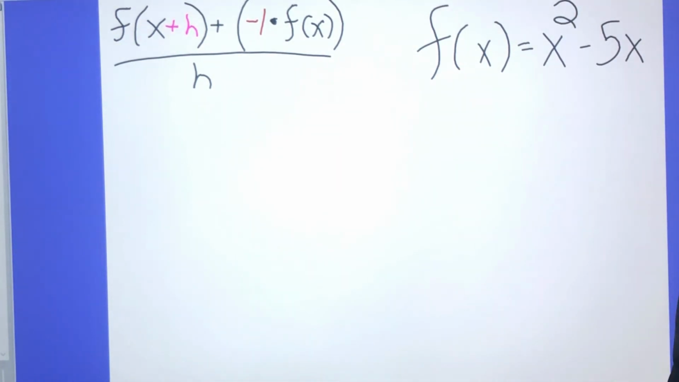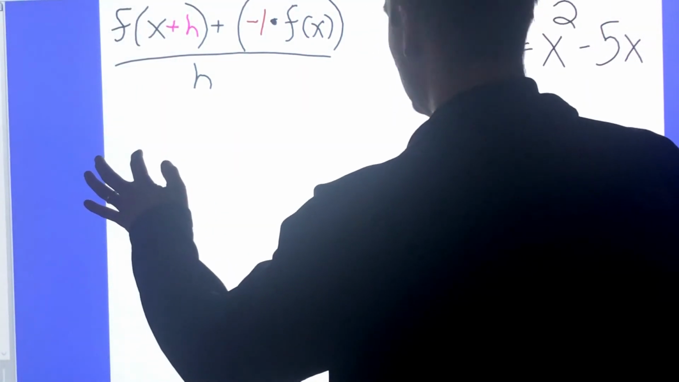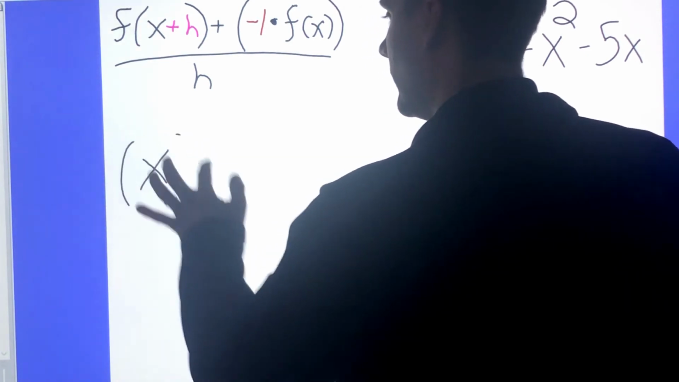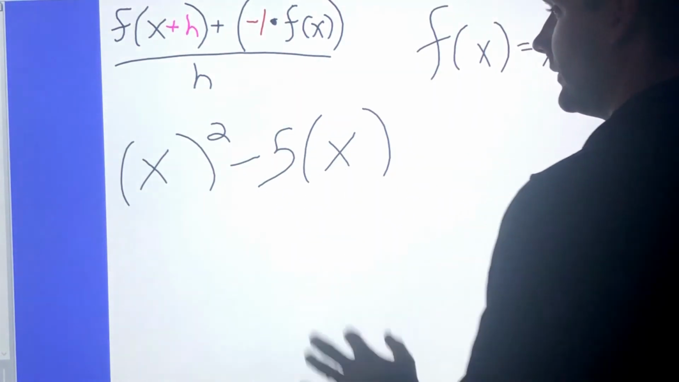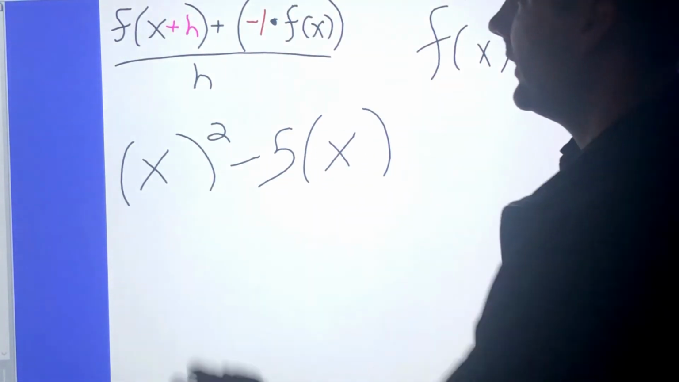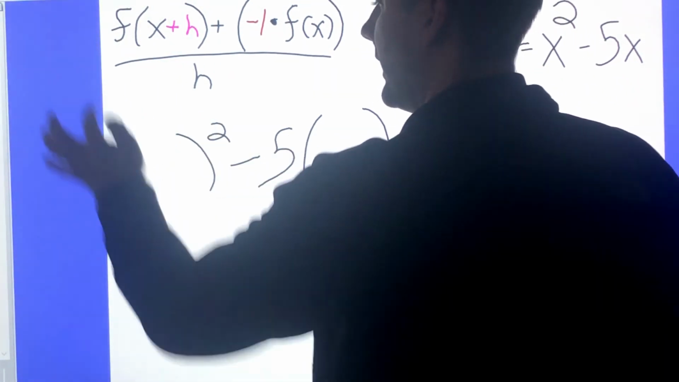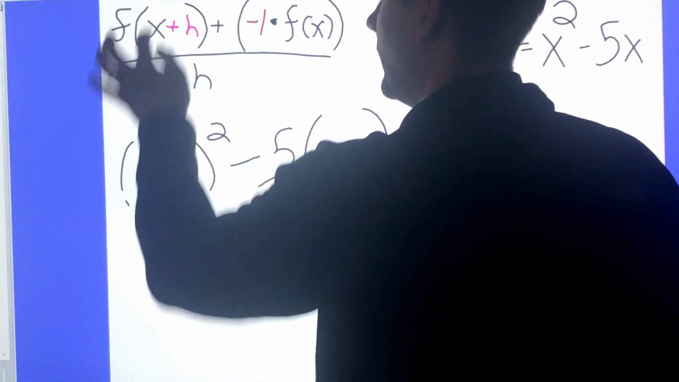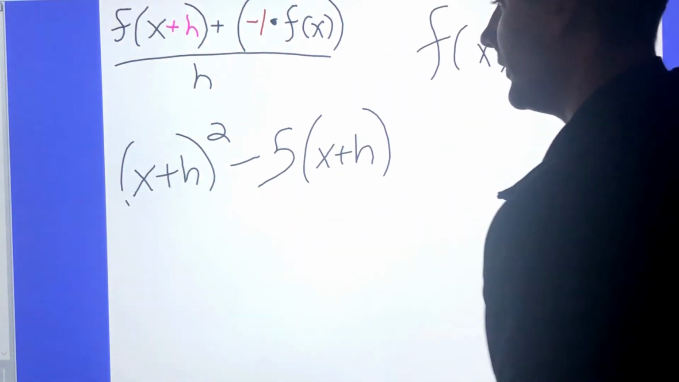All right, now let's look at an example. I want to find the slope of x squared minus 5x. So I'm going to have my function of x squared minus 5x. Now with this part, f of x plus h, everywhere I have an x, I'm going to replace that x with an x plus h. So notice how that worked.